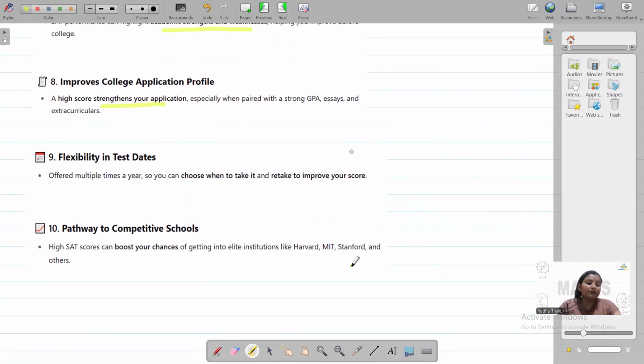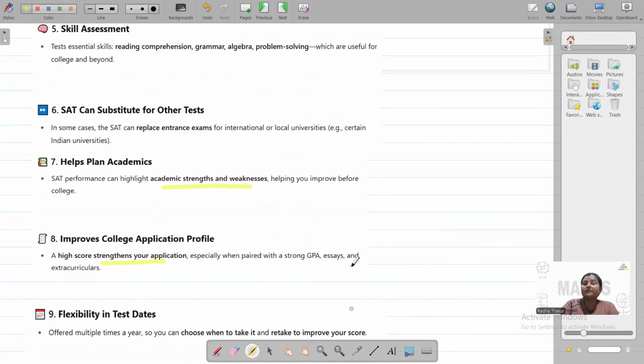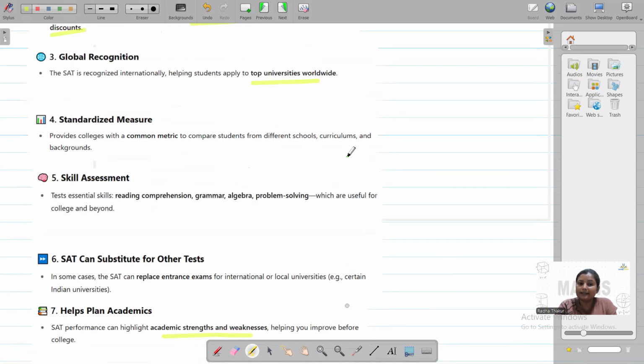Also, for your SAT examination, the score validity is 5 years. If you give your exam this year, it is valid for the next 5 years as well. This is a plus point for you. It is conducted at centers, and the centers will provide you the devices for your exam. They also allow you to take your own device, like a calculator or laptop, because it is totally digital. All right, so this is all about the SAT examination.